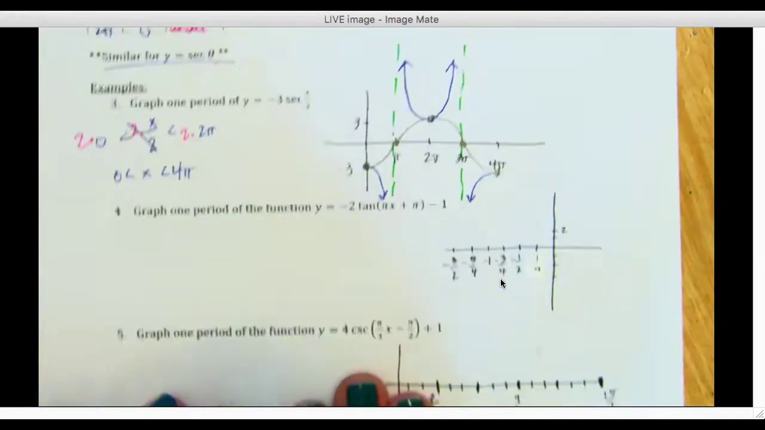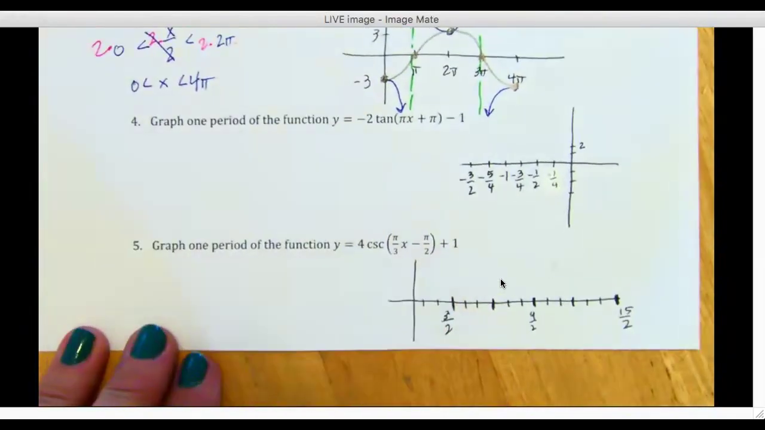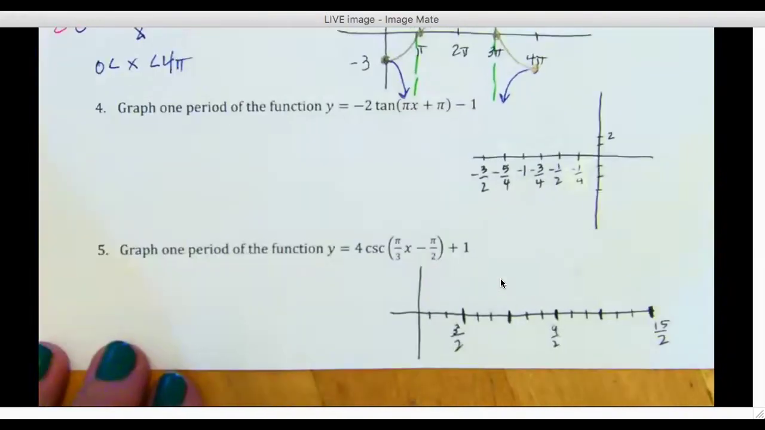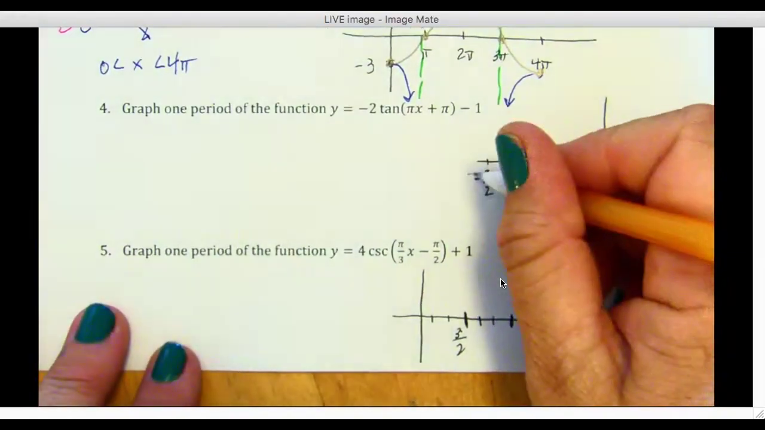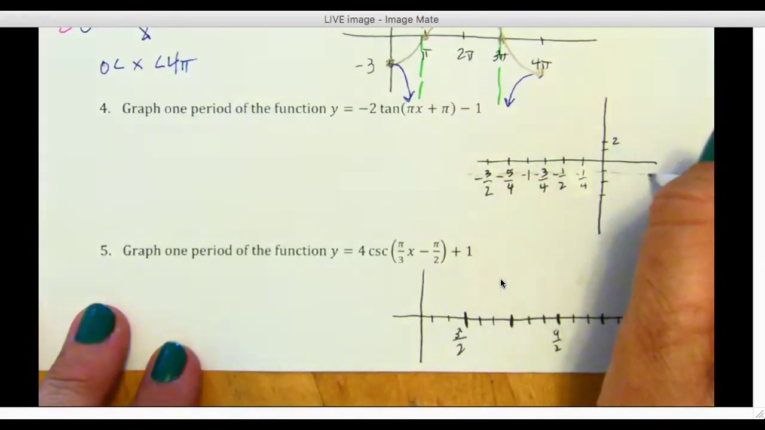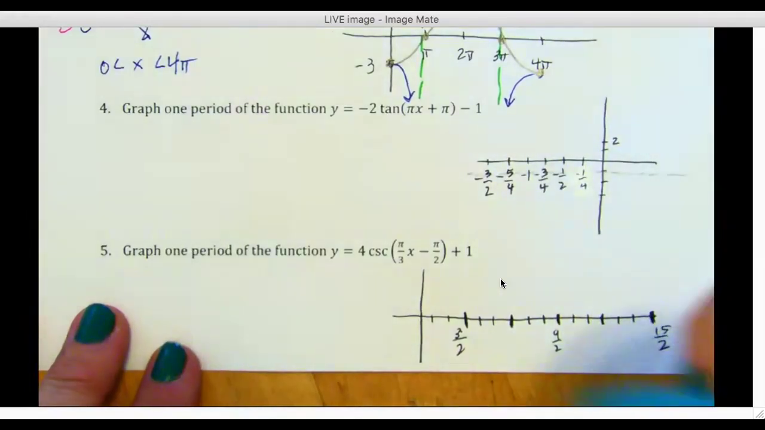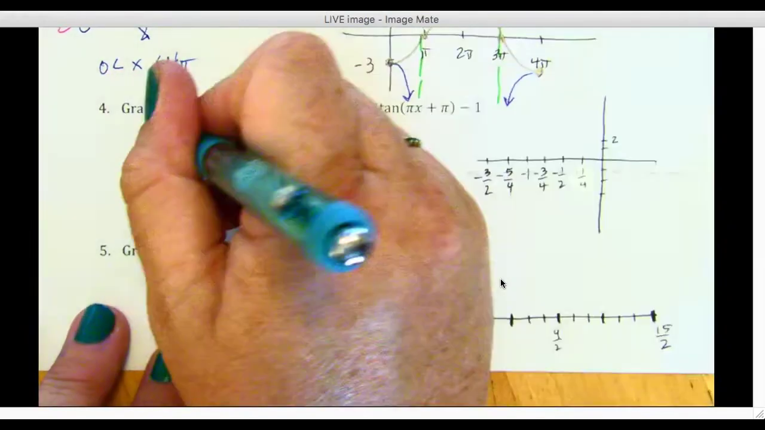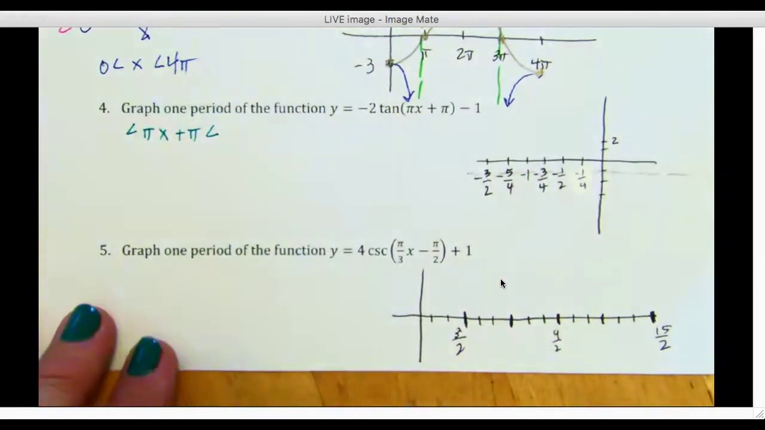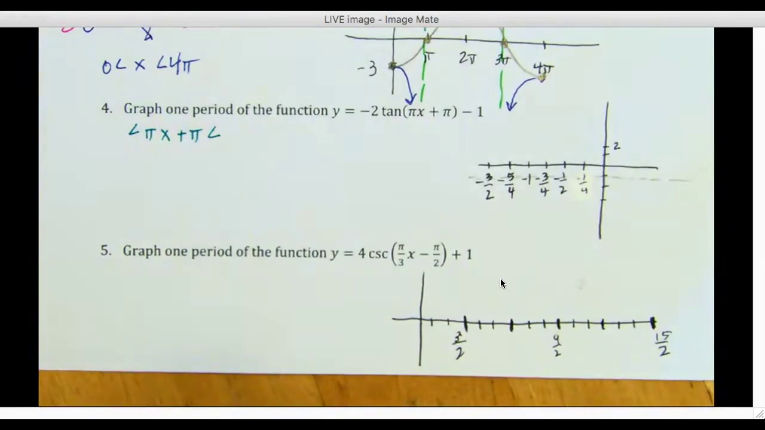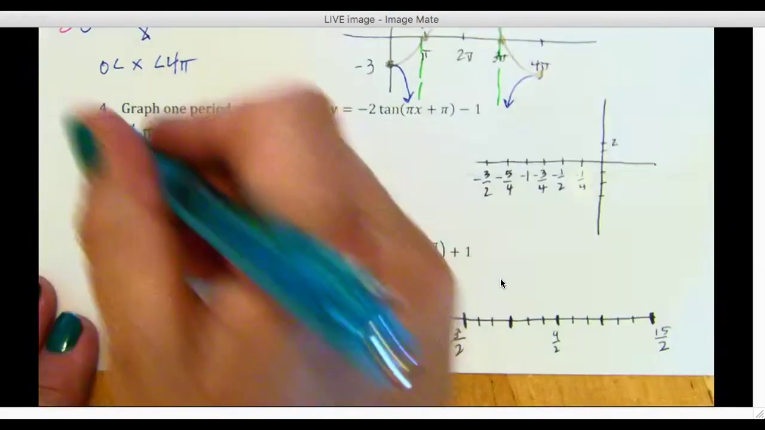All right. These last two kind of squeezed in here, so let me try and zoom in a bit. It says graph 1 period of the function -2 tangent pi x plus pi minus 1. So we have a vertical shift of -1. So real quickly, I'm just going to put a little dotted line here through -1. And then I'm going to put pi x plus pi between, for tangent, -pi/2 and +pi/2.